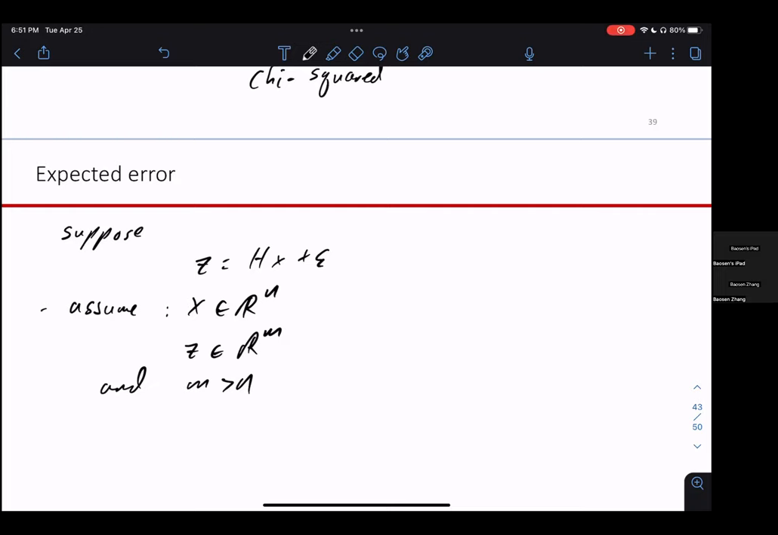Yeah. How does this relate to the assignment as the measurements take that for the homework?